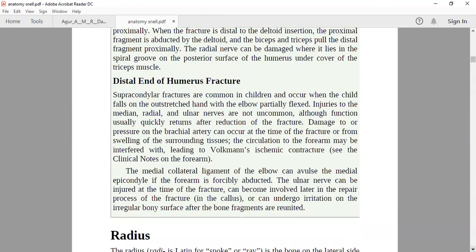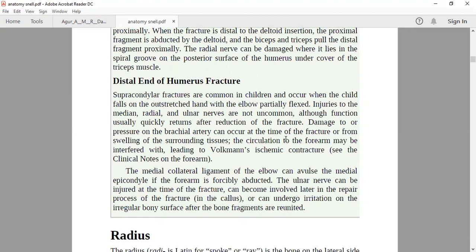Distal end of the humerus fracture. Supracondylar fractures are common in children and can occur when the child falls on an outstretched hand with the elbow partially flexed. Injuries to the median, radial, and ulnar nerves are not uncommon, although function usually quickly returns after reduction of the fracture.